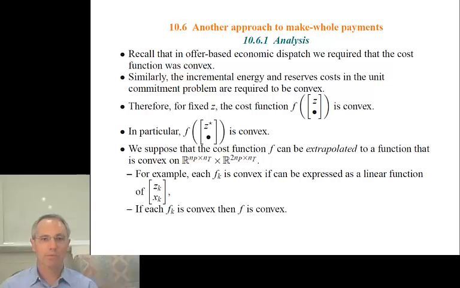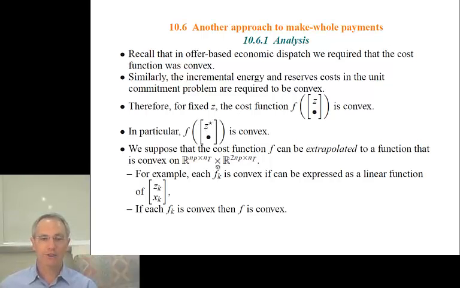And to do that, let's start with some analysis. Recall that in the offer-based economic dispatch problem, we required that the cost function was convex. Similarly, in our unit commitment problem, we require that the incremental energy and reserves costs are convex. That is to say, for fixed z, the cost function f, evaluated at a particular z, but thought of as a function of the remaining x variables, that function is convex. And in particular, if I plug in z equal to z star, that function would be convex.